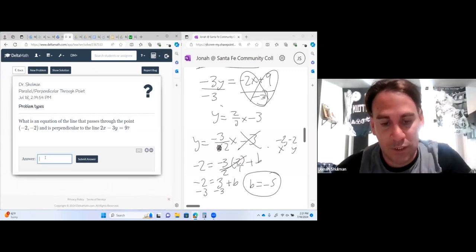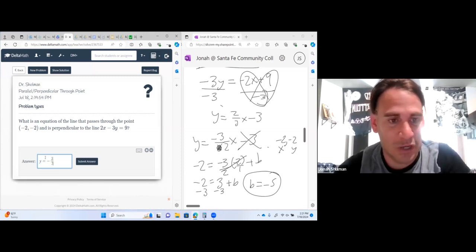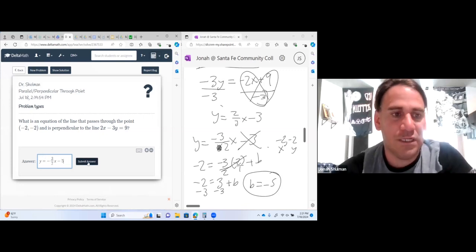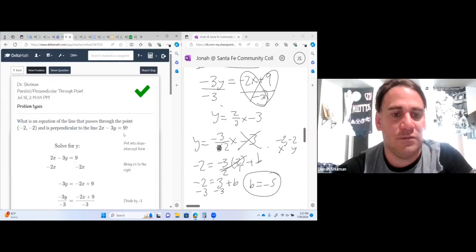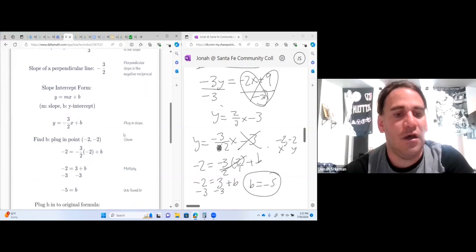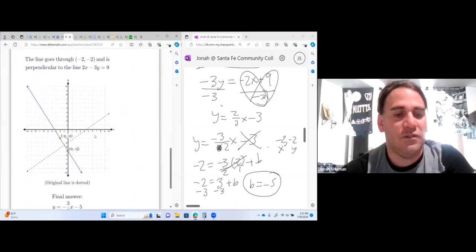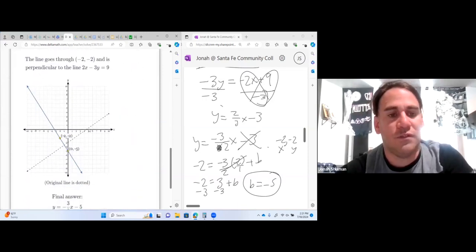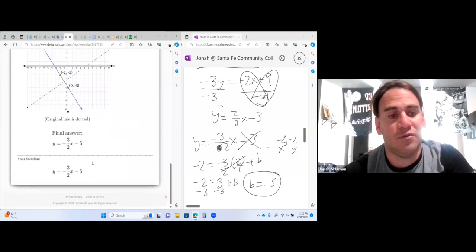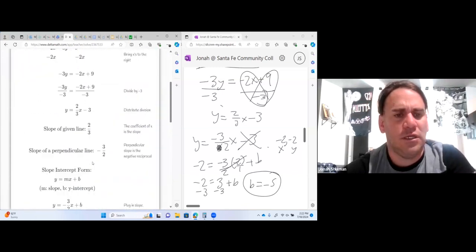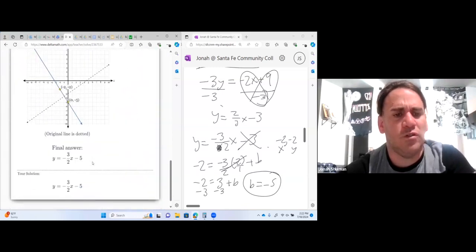So here's our full equation. Y equals, the negative reciprocal is negative 3/2 x minus 5. We did it. We did it. We did it. Ta-da. And there's the pretty graphical picture of it. I did not do it that way, but that's okay. I think I did it this way, but you can also do it graphically.